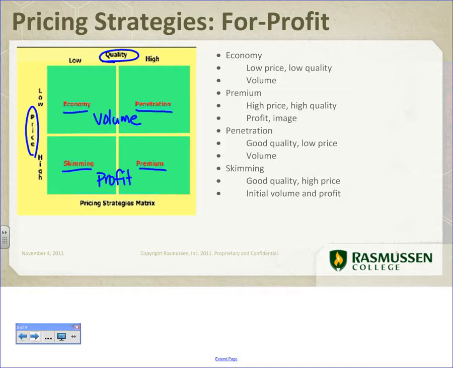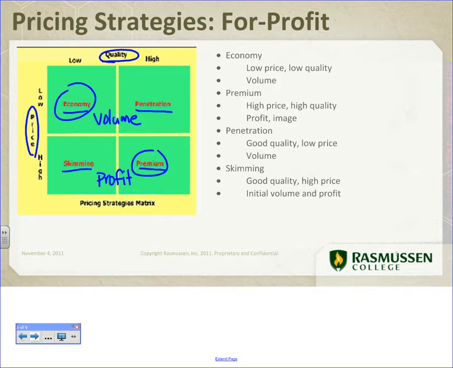First of all, economy pricing is that low price, low quality. It's cheap stuff that you can buy a lot of and you don't worry about it so much if it breaks or you need to replace it because it's cheap and you'll just buy more. So low price, low quality, high volume. Premium pricing, and I'm looking at these extremes right now, either the premium or the economy, will have a high price for a high quality good. So here you're looking at, for example, designer shoes.